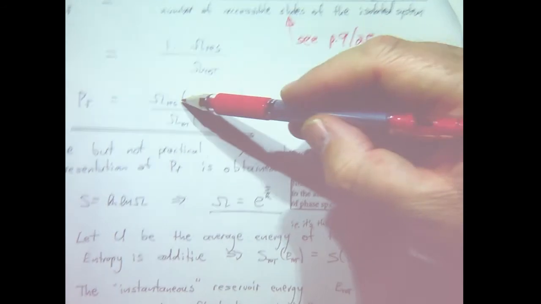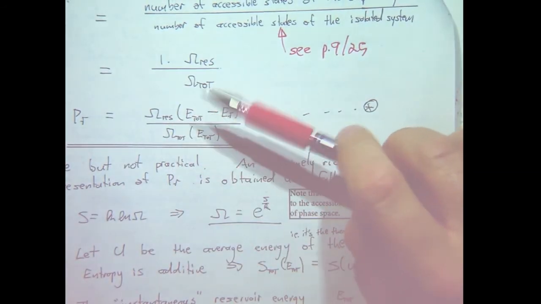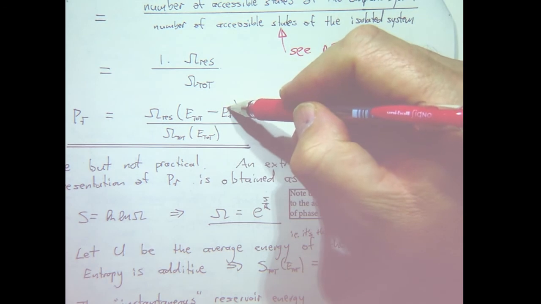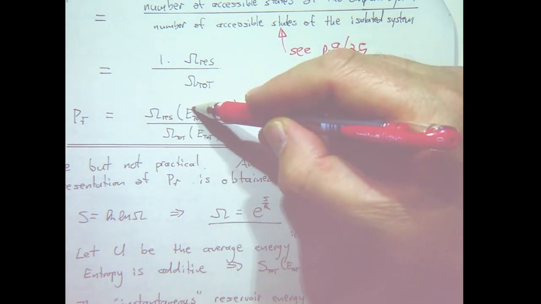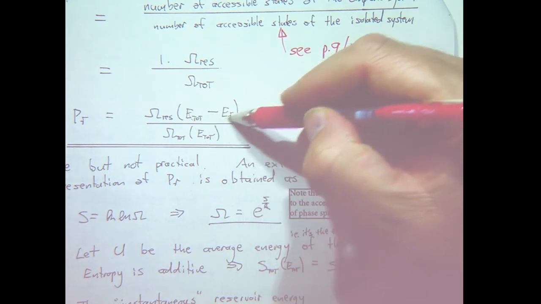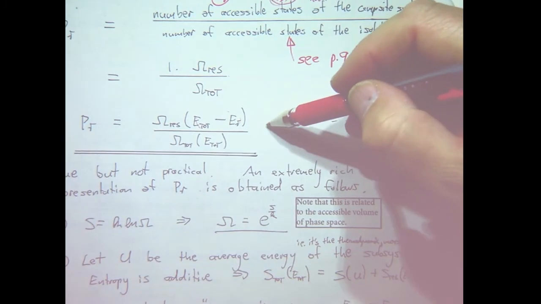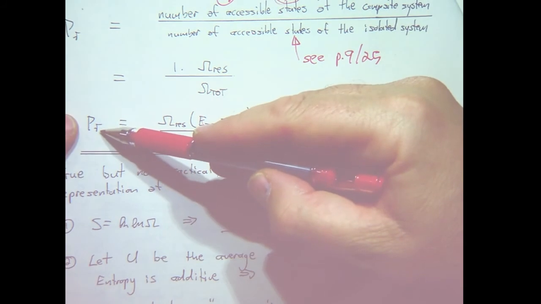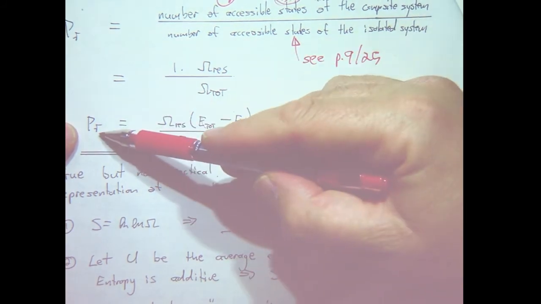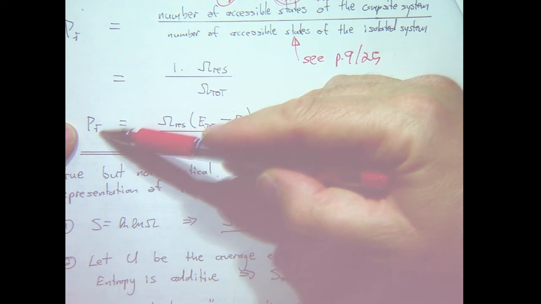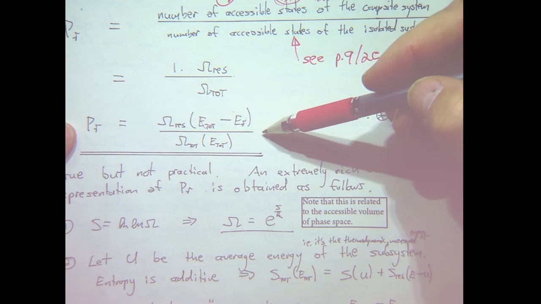So really what we've got is the number of accessible states of the reservoir when the energy of the subsystem we're interested in is E sub R. So the energy of the reservoir is the rest of the energy. Okay. This is true, and so this is the probability that the subsystem is in a state R with energy ER. It's true but not useful. So we want a useful statement.